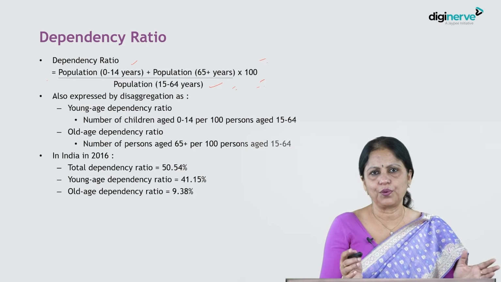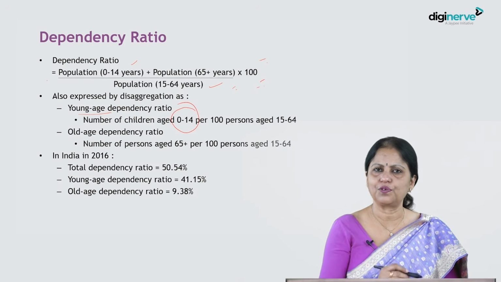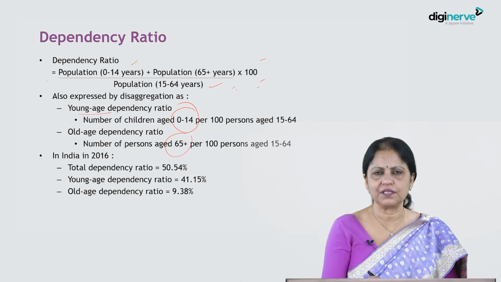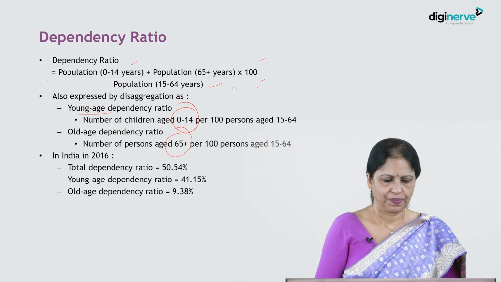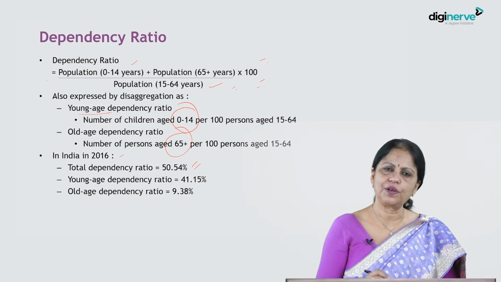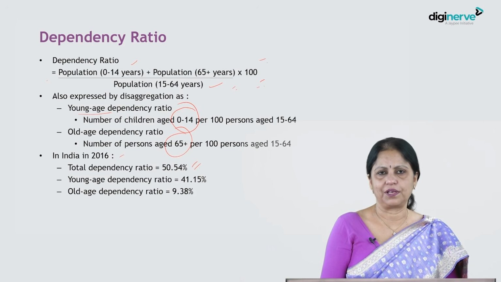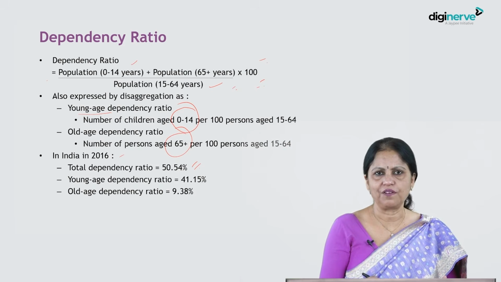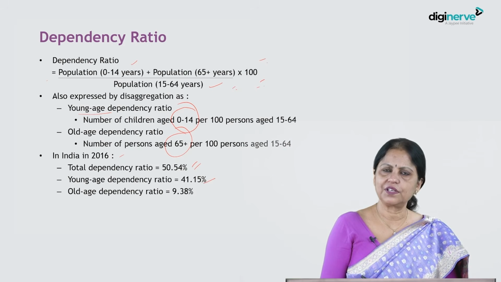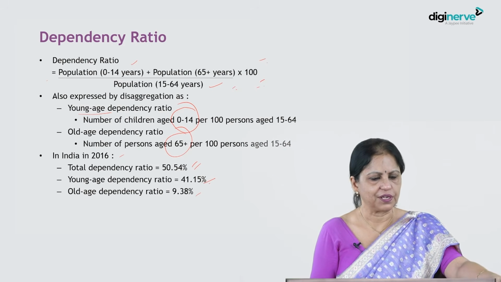This can also be broken up into two: young age dependency ratio, where we consider only the 0 to 14 age group, and old age dependency ratio, where we consider the 65 plus age group. In India in 2016, the total dependency ratio is 50.54%. So more than half of the population, we can approximate it to half, but a little more than half, is the dependent population. Young age dependency ratio is 41.15%, old age dependency ratio is 9.38%.